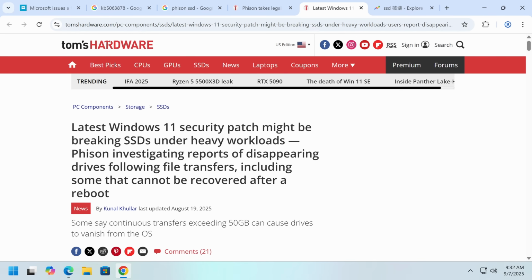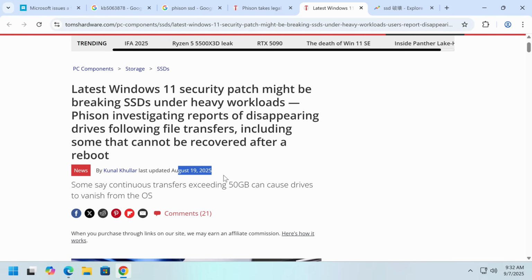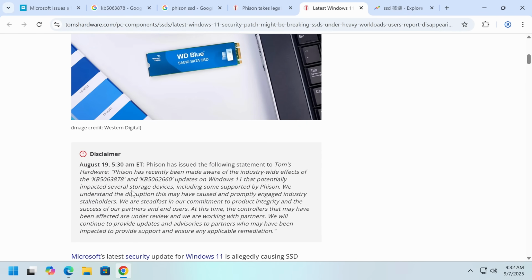So we can see this article in Tom's Hardware on the 19th, which is when the international press started to get to this. The rumors started in Japan a few days earlier. Some say that transferring 50 gigabytes can cause drives to vanish from the operating system. So people are not just saying this is deleting your data, which has definitely happened. Microsoft has pushed updates that have deleted people's data. They're saying this destroys your physical drive, which is very difficult for software to do. Very difficult for malware to do. So let's try and figure out what's going on here.